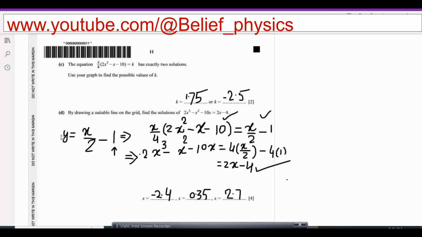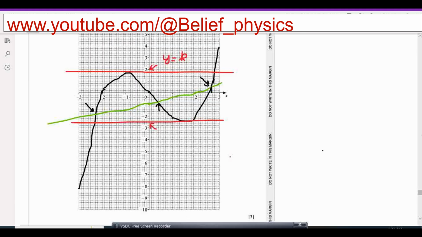There are many ways of drawing this line. The easiest way is to put y is equal to 0. When we put y is equal to 0, we get x equal to 2. When we put x equal to 0, y is equal to minus 1. So these 2 points on the x and y axes, just join them and you will get the line y is equal to x over 2 minus 1.